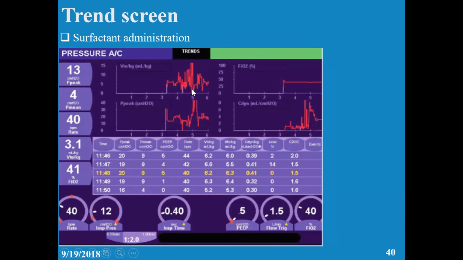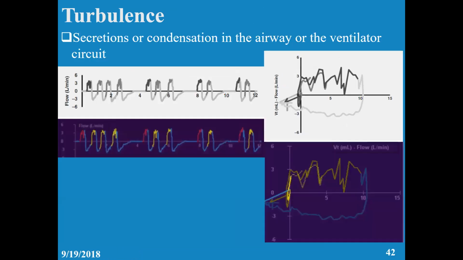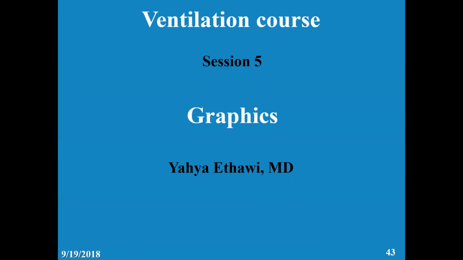So you can see here is the trend, it shows you the surfactant administration. We'll talk about this surfactant. So you can see the C dynamic change. We'll talk about C dynamic later. We can see the peak flow change because it increased once we give surfactant. Leak, we talked about leak. This is turbulence of flow. You can see it looks irregular, and that means there is fluid turbulence. And I am done.